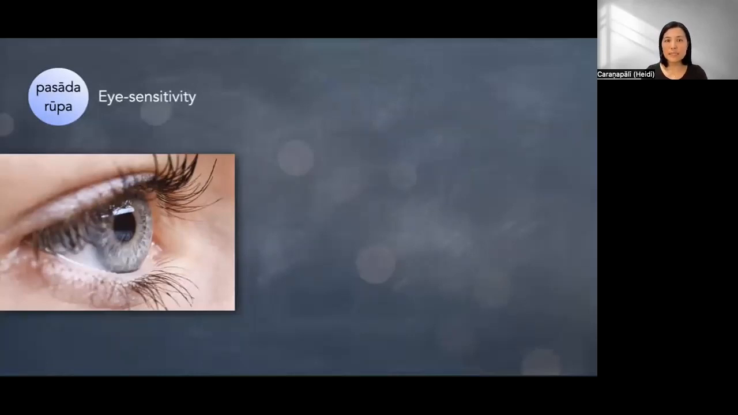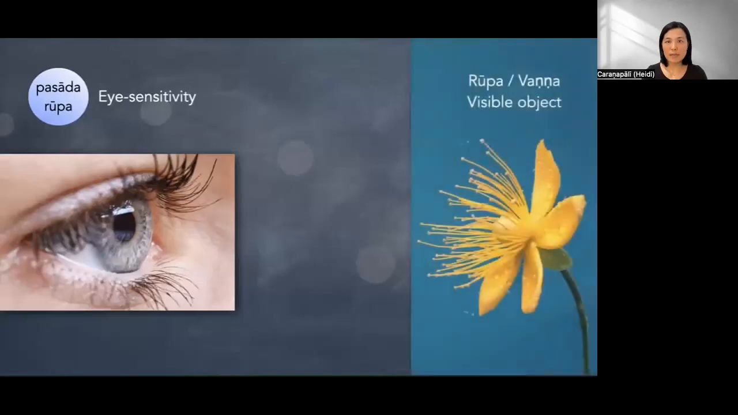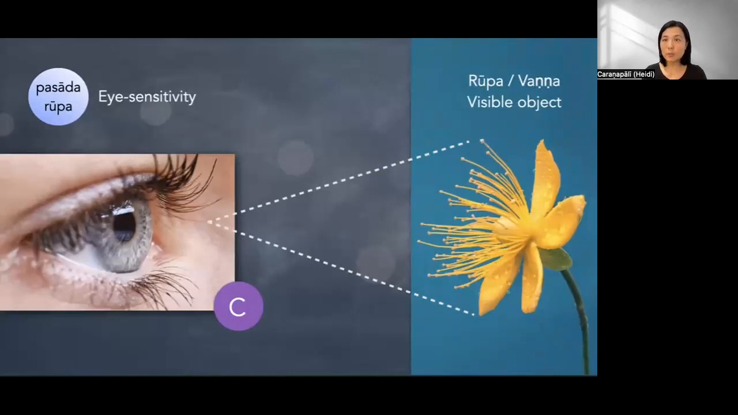Now we also need something to see, right? So the visible object is also important. And the visible object is sometimes called rupa, sometimes it's also called vanna. Vanna is more like color. Rupa is the visible quality of matter itself, something that is visible. It's also called rupa, just like the matter. So sometimes it can be confusing, but this rupa here will mean the visible property of the matter. Right? So rupa or vanna.